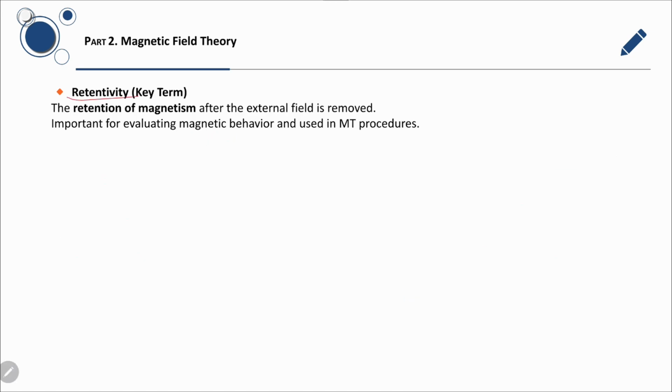Retentivity, a key term we just mentioned. Retentivity refers to the ability of a material to retain magnetism after the external magnetic field has been removed. This property is very important for us in evaluating magnetic behavior and is directly used in MT procedures.